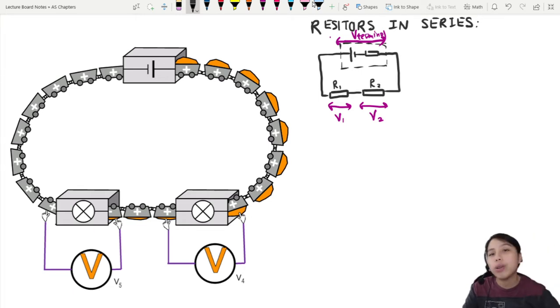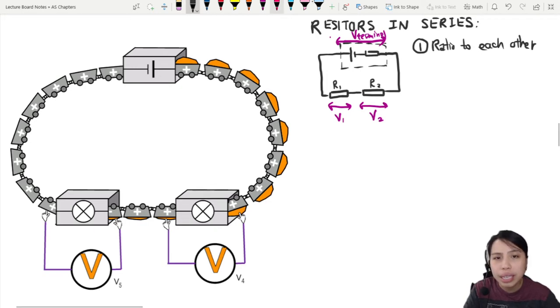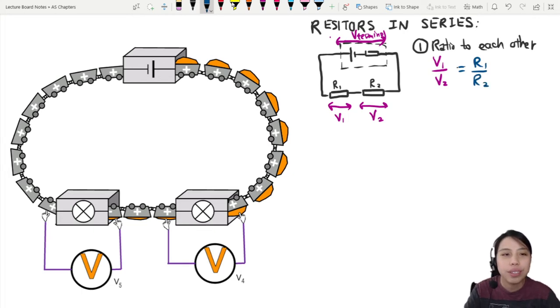The first ratio that you can use when trying to solve any kind of question is you ratio to each other. So ratio to each other. What does that mean? Means V1 and V2. Okay, so we take V1 over V2. What are we ratioing? The resistance. So we ratio that equals to R1 over R2. Simple as that. Okay, this is the first equation that you can use a lot to do kind of ratioing.